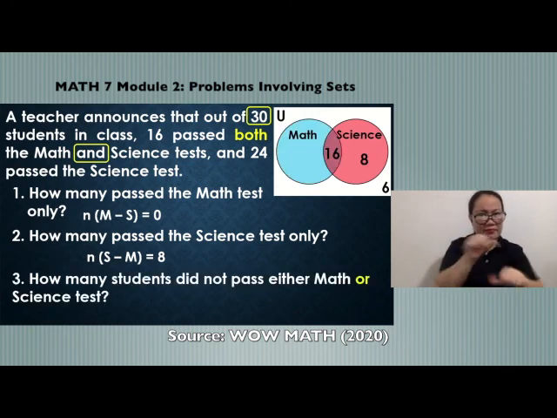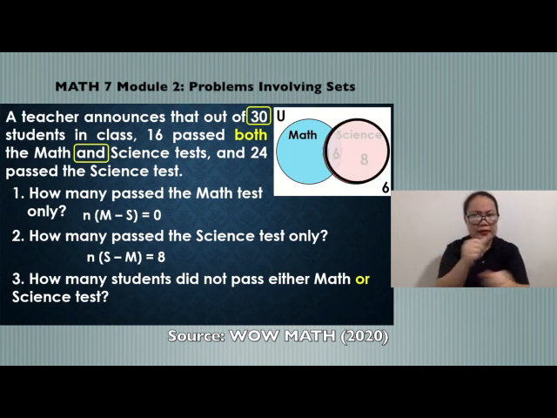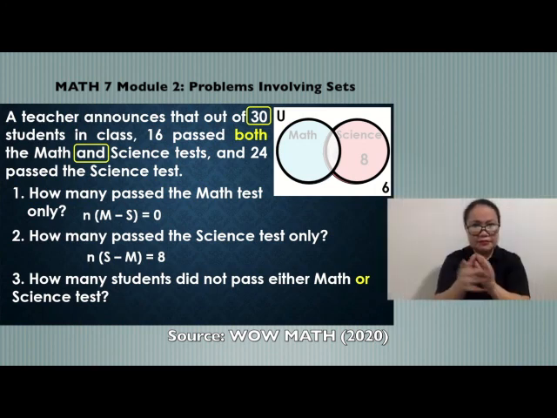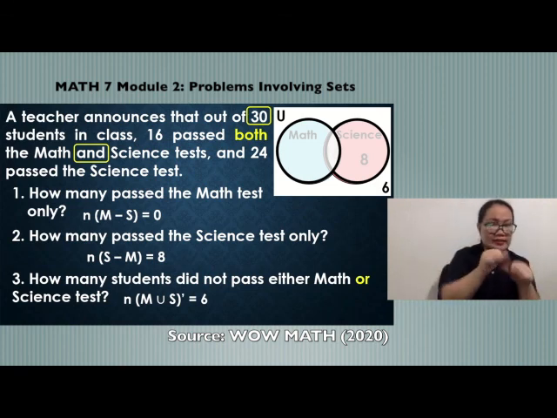And then, how many students did not pass either math or science? So, or means union. So, those outside the union. Okay? So, not in math, not in science. So, how many did not pass math and science? This is what we got earlier, how many are missing. And that is the cardinality of the complement of the union of math and science, that is 6.